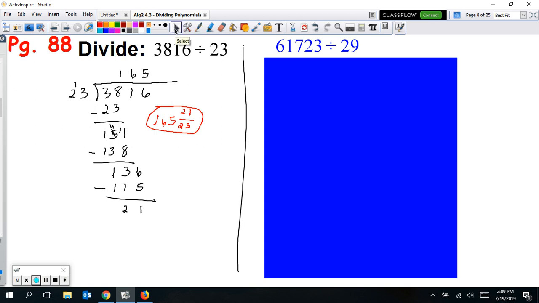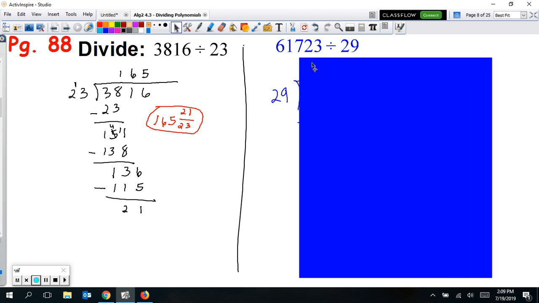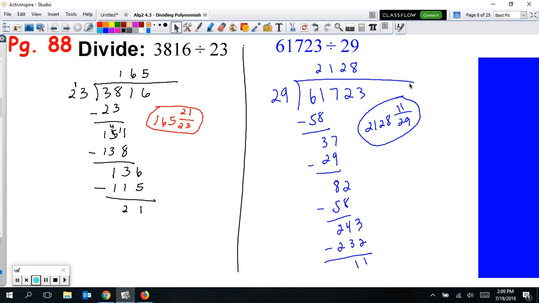Okay, so hopefully you've finished this problem now. You're ready to just check your work. So go ahead and check your work against what I have here. You should have gotten a quotient of 2,128 and a remainder of 11. So that 11 is going to go over 29. And if you didn't get that, then go ahead and pause the video and see where you may have made a mistake somewhere in your work as you were dividing, multiplying, subtracting, and bringing down. All right, let's move on to our extra practice.